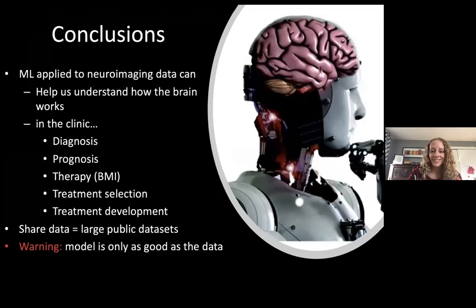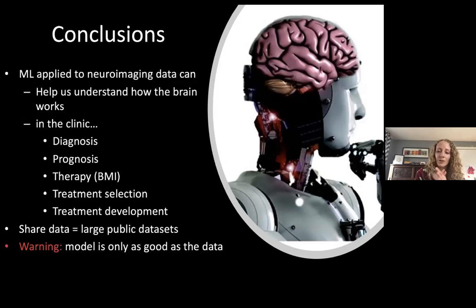Okay, so some conclusions are that machine learning applied to neuroimaging data, which is going to become more prolific and more voluminous in the future, can help us understand how the brain works, giving us insights into how this very complicated organ works. And then, of course, in clinical applications, it can help with diagnosing diseases that may benefit from early interventions. It can help us prognose outcomes after things like traumatic brain injury or multiple sclerosis. It can also help us actually perform therapy for people, in the case of brain-machine interfaces. It can also help us select the treatments that are going to be more accurate for a particular person, so personalized treatment selection. And then also treatment development, especially in the case of depression, which was pretty interesting.